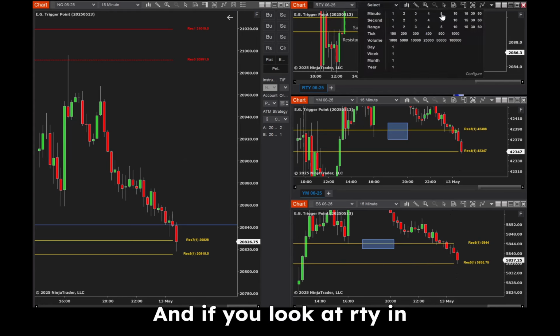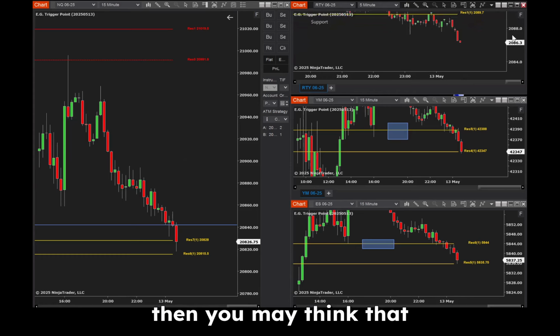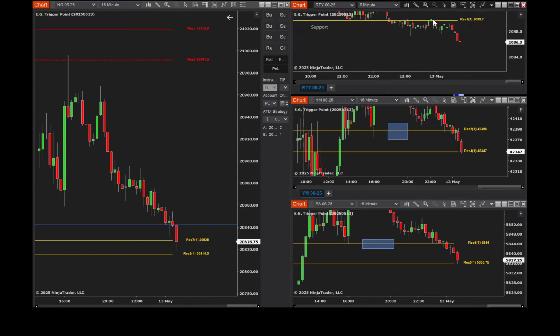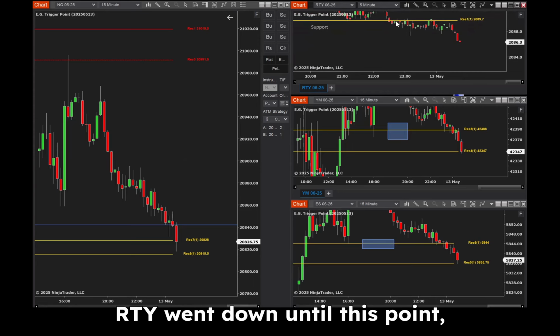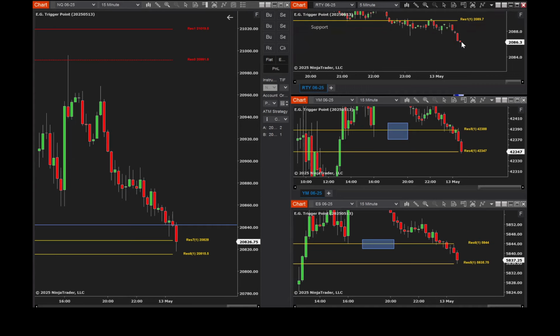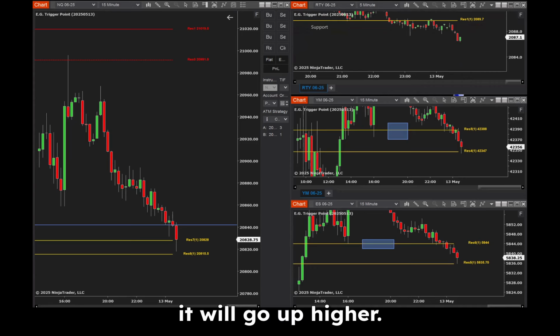And if you look at RTY in 5-minute time frame, then you may think, oh, RTY wants to go down. RTY went down until this point, but from now on, it will go up higher.